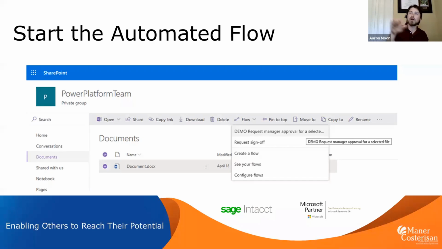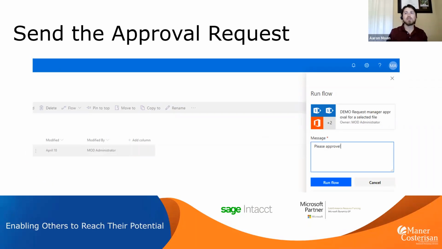So I'm going to choose that first option there to basically kick off my approval process. It's going to open a little window on the right-hand side and say, all right, we're ready to run this automation, but we need you to provide a message to send to your manager. So I'm just going to type in here and say, hey, please look at this document, maybe look at paragraph 2, I changed some wording. It prompts me to do that, then I'm going to hit run.